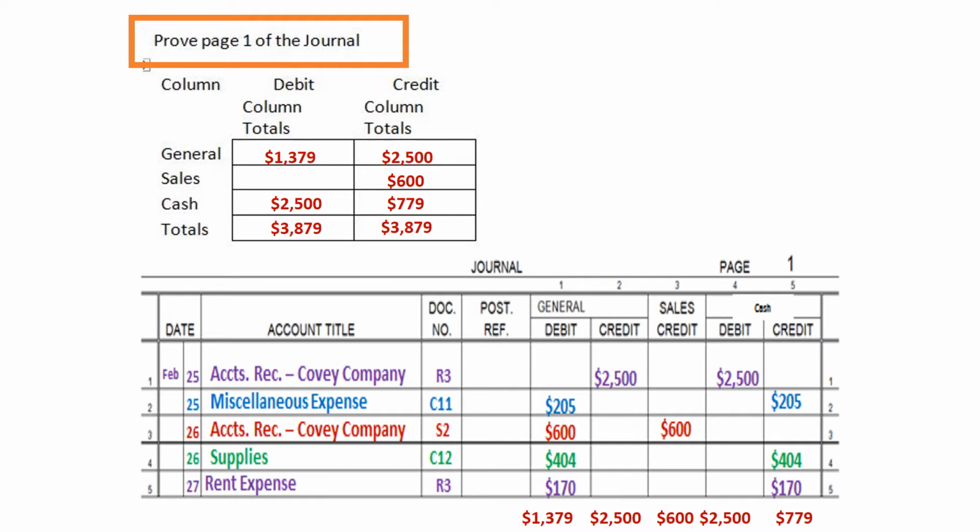Also, do not assume that just because your general debit column and your cash debit column totals add up to 3879, your credit columns are correct. You must do the math. If you don't do the math and you move on, you will get a massive headache, have more gray hair than me, and my stock in ibuprofen will go up.